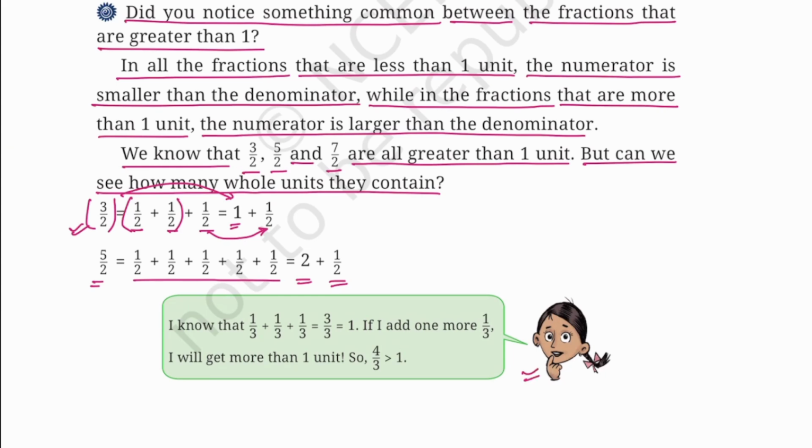This girl says, I know that 1 upon 3 plus 1 upon 3 plus 1 upon 3 is equal to 3 upon 3 is equal to 1. If I add one more 1 upon 3, I will get more than 1 unit. So 4 upon 3 is greater than 1.